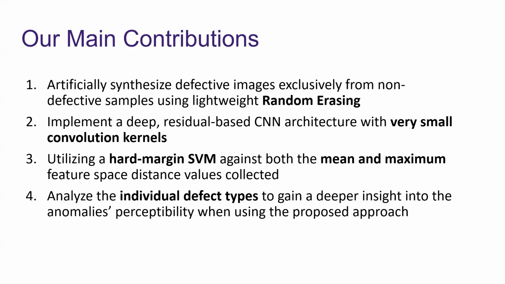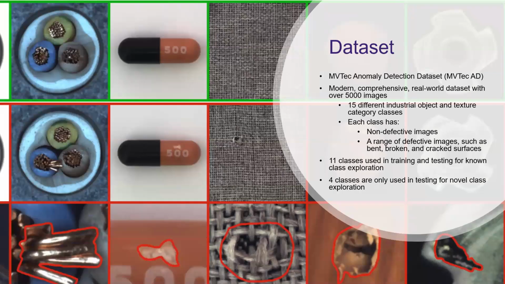Maximize the margin of separation between the defective and non-defective images during evaluation by utilizing a hard margin SVM against both the mean and maximum feature distance values collected, rather than varying threshold values against the maximum distance values only. And analyze the individual defect types to gain a deeper insight into the anomaly's perceptibility when using the proposed approach.